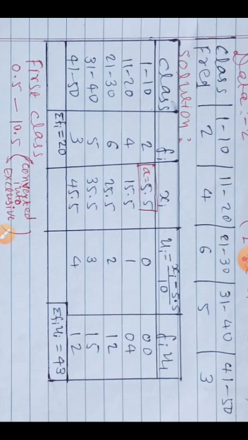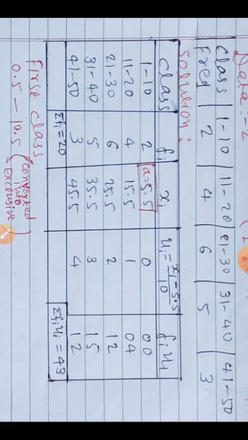Now no need to count remaining xi, just add 10, 10, 10 everywhere. Okay, so xi's column is prepared. Now how to decide the class size here? I have given one idea. Everywhere you can find class size by looking vertically at either the upper limit or the lower limit.